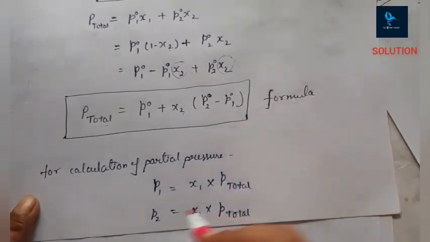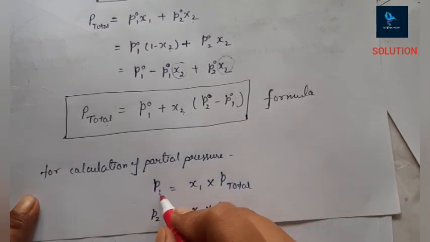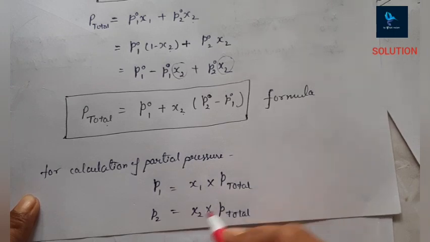For the calculation of partial pressure, we can use P1 equals x1 into P total, and P2 equals x2 into P total.